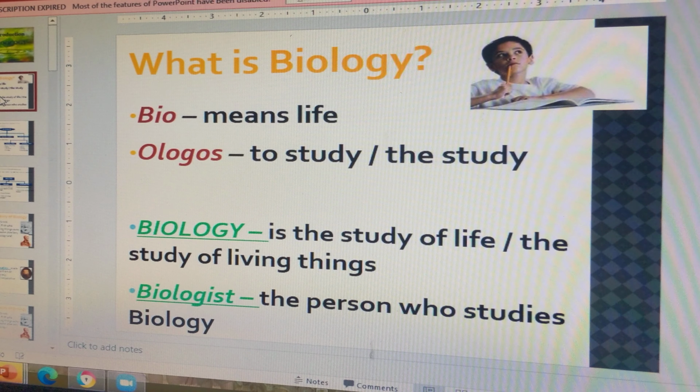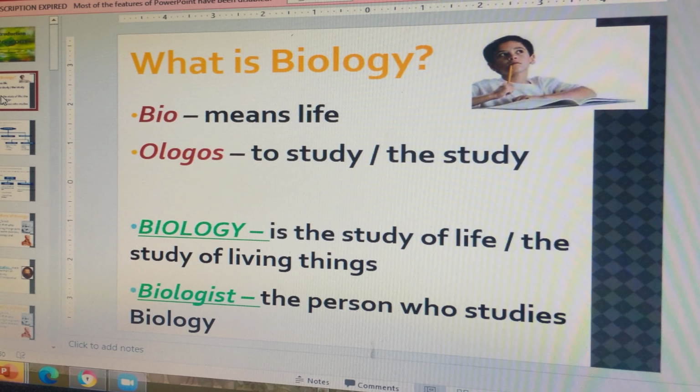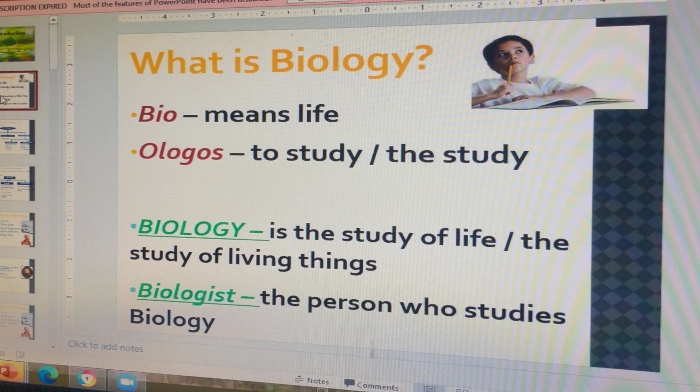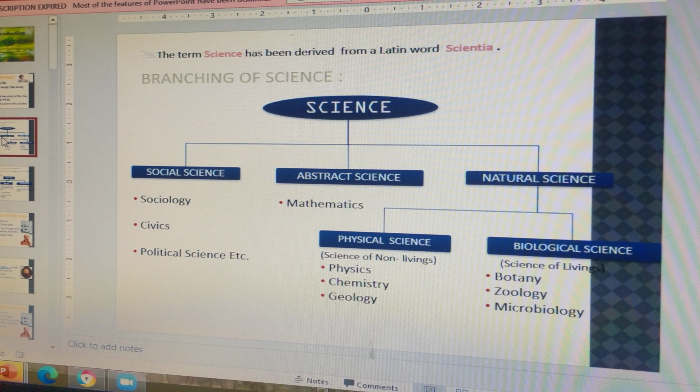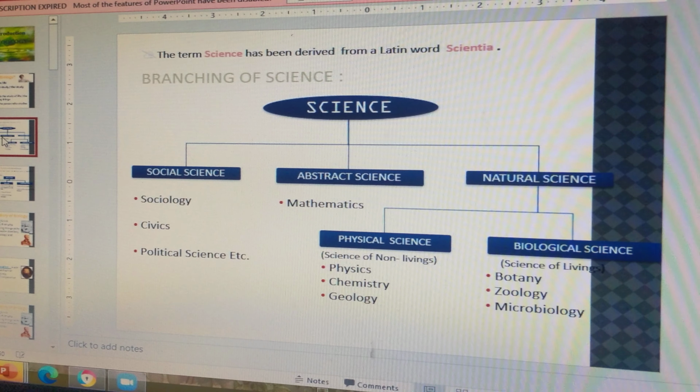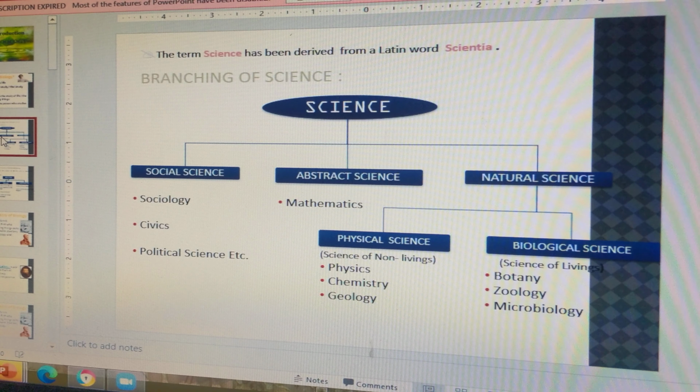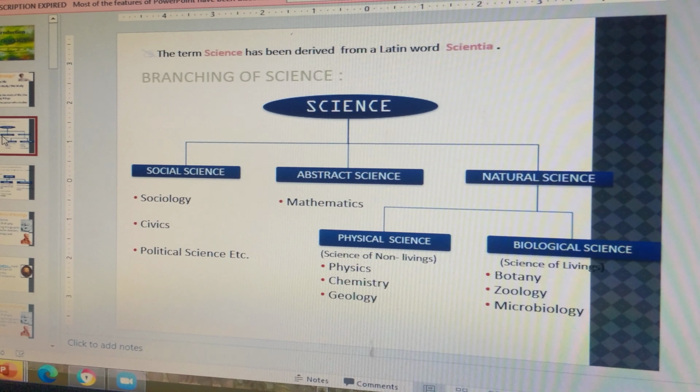Okay? So pag pinag-usapan natin ang mga pinag-aralan natin, ang organism at lahat ng may buhay, that is under the field of biology. So, science, the term science has been derived from a Latin word scientia. Okay, and it is divided into three. We have the social science, we have abstract science, and the natural sciences. Okay, so social sciences, ano dyan yung mga sociology, civics, and we have the political science, and etc. So, for abstract science naman, andyan ang mathematics.